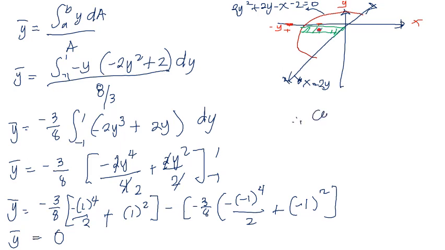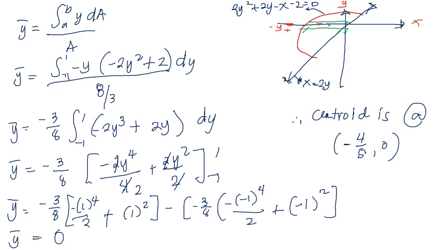Therefore, our centroid is at negative 4 over 5. That was the x bar. Negative 4 over 5, then 0. So it's because in our figure, we just simply assume, right? So therefore, our centroid is located somewhere here. Right, somewhere here. It's around here. So it's at negative 4 over 5, then 0.